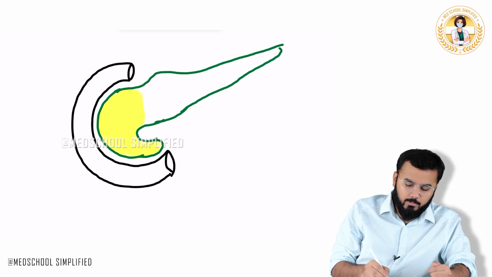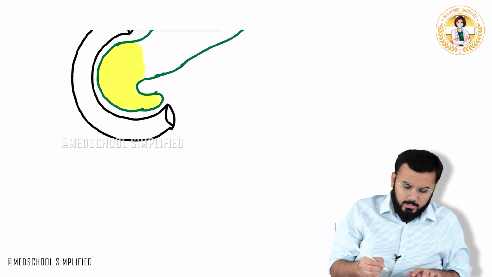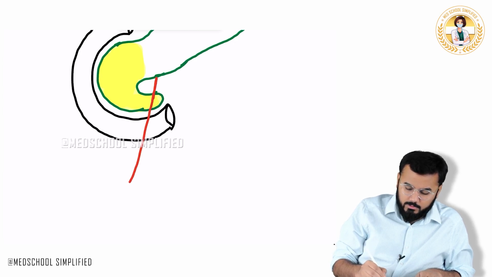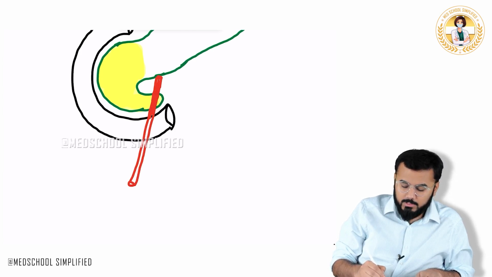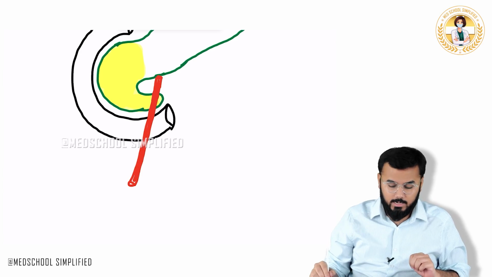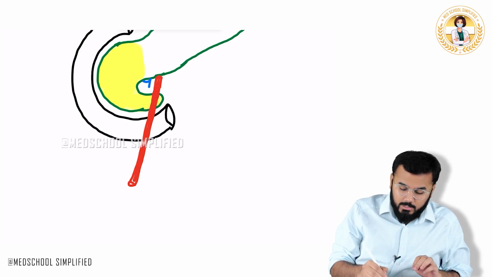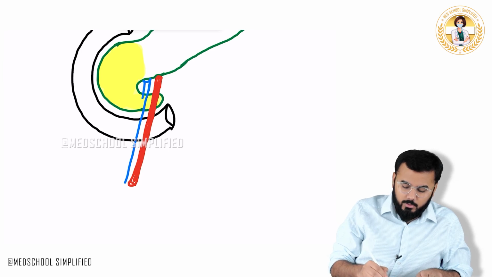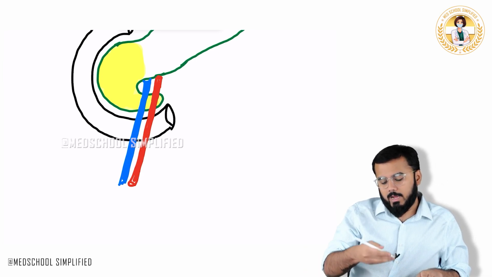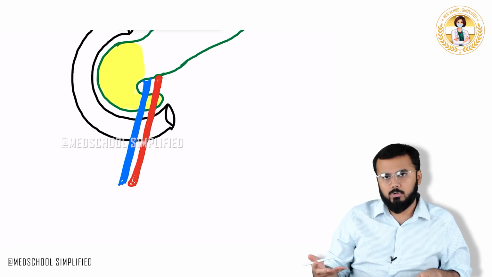So let us see what structures are located in front of the head of the pancreas. The first important structure, guys, is an artery. There is an artery that is coming over the top of this, like this. What is the name of this artery which is passing over the head of the pancreas? This is called the superior mesenteric artery. When I say superior mesenteric artery, there should also be a vein nearby, right? The vein coming just adjacent to the superior mesenteric artery is called the superior mesenteric vein. So these two are passing over the uncinate process. The uncinate process is present on the head only, so they are passing over the head of the pancreas.